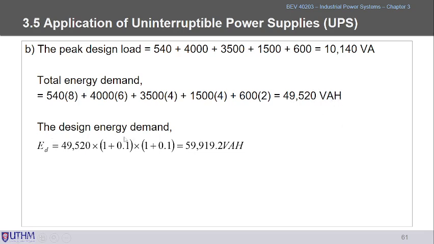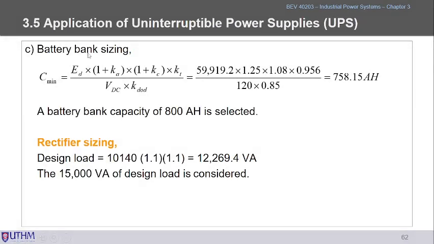So the design energy demands, after we consider the future growth and the design margins of 10%, at the end what we need is 59,919 VAH, instead of 49,000 here. So we take this figure, 59,000, to choose the battery sizing.